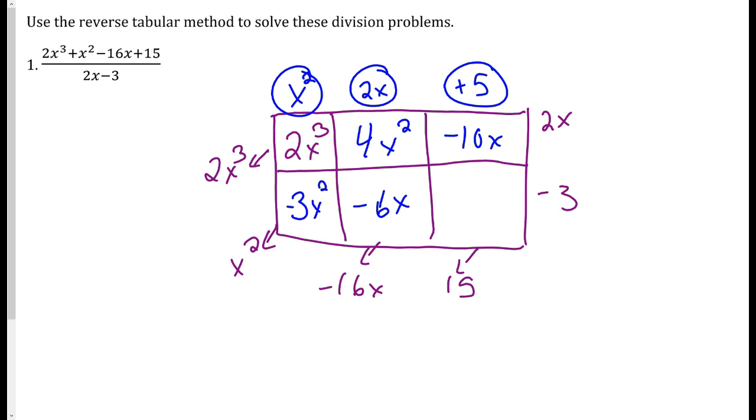Positive 5. Positive 5 times, not positive 5, negative 5. Negative 5 times negative 3 is 15, as we desired. So that quotient is equal to x squared plus 2x minus 5. That's our final answer.